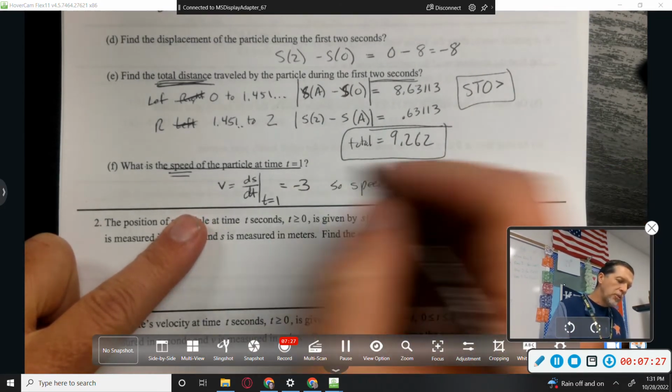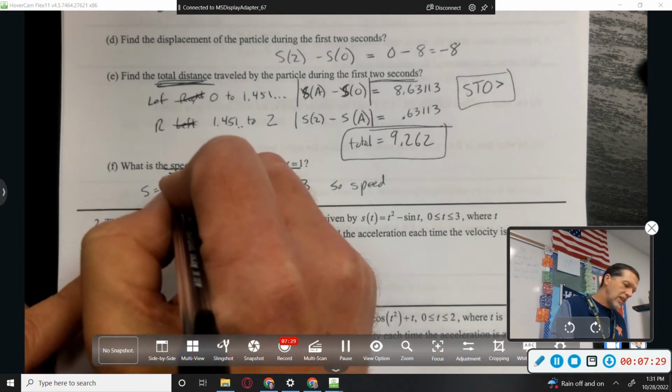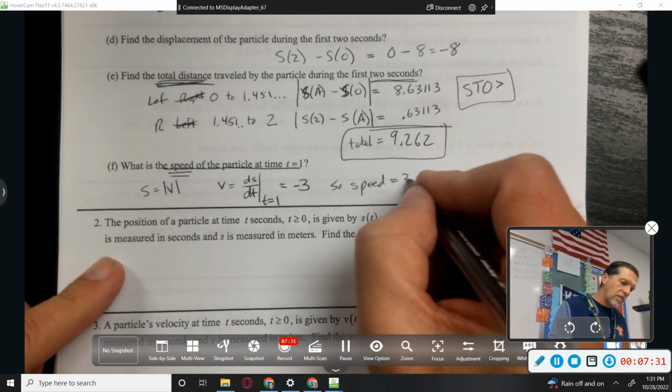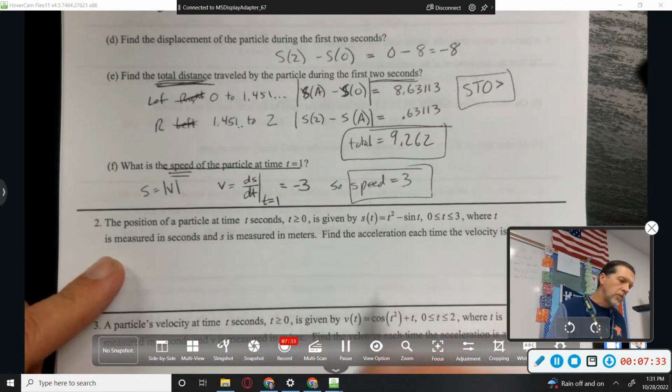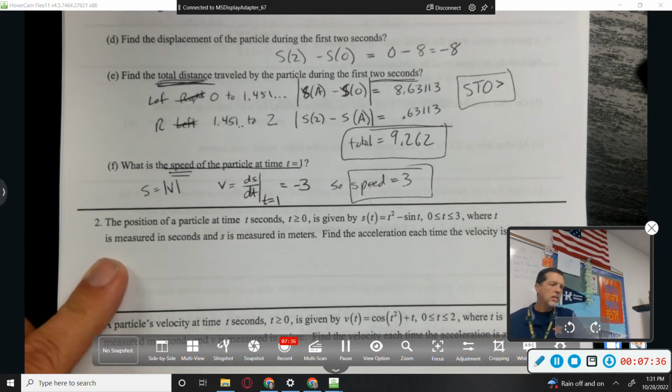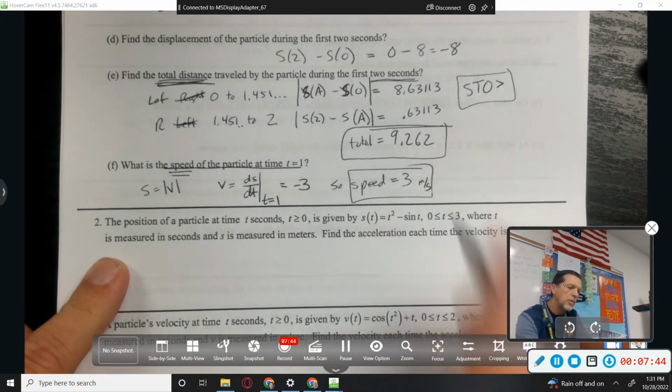Speed is the absolute value of velocity. So you just take the negative off. Speed equals 3. It didn't ask for units anywhere, so I guess I'm okay without units, but that would be meters per second.